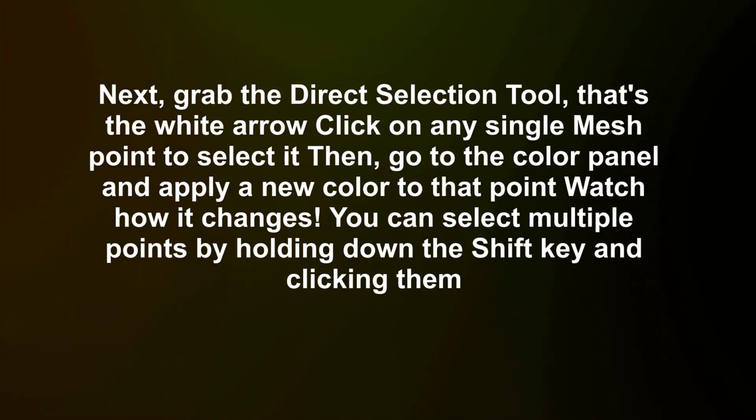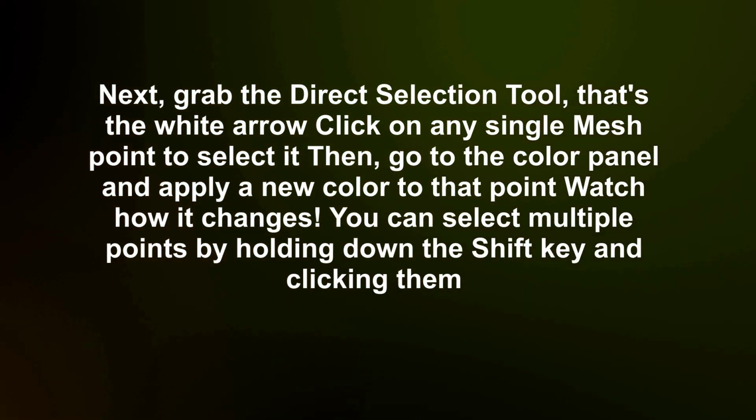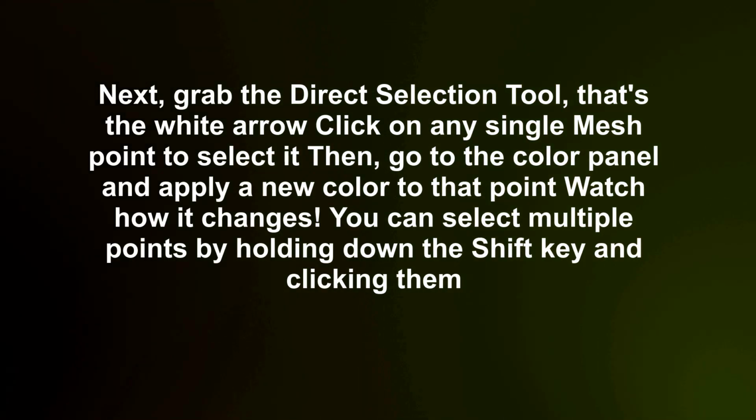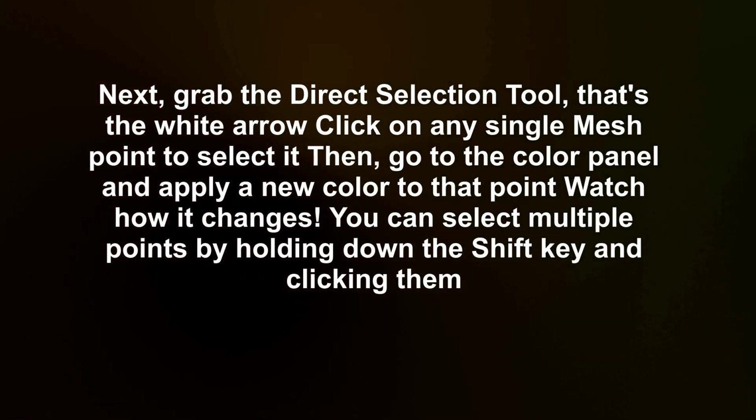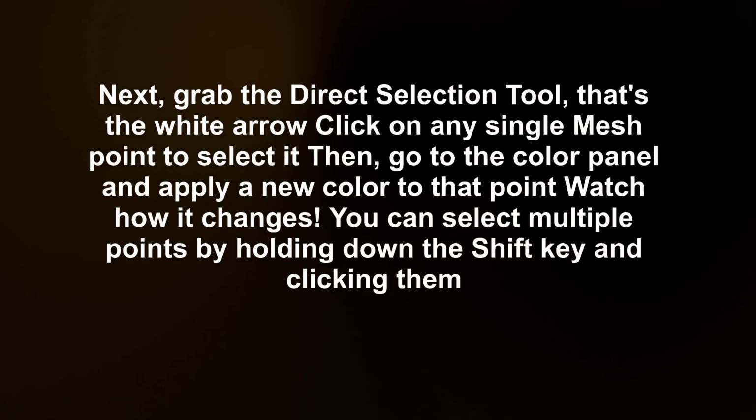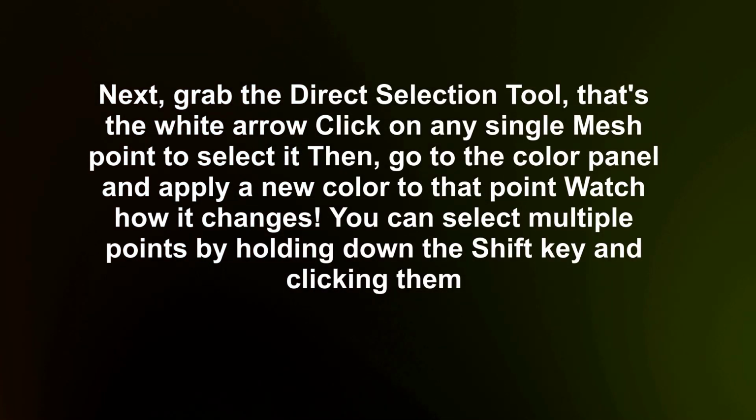Next, grab the direct selection tool. That's the white arrow. Click on any single mesh point to select it. Then, go to the color panel and apply a new color to that point. Watch how it changes. You can select multiple points by holding down the Shift key and clicking them.